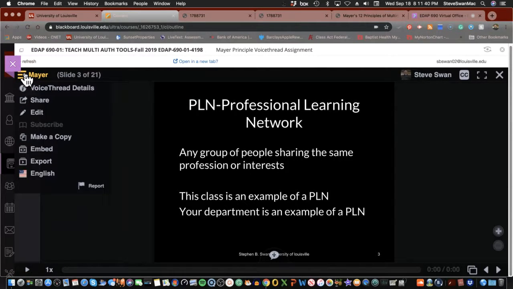You come over here and you click on that, and then you come down here where it says export. One of the things that I love about it is that it will do an embed. In other words, you can actually pick it up and drop it somewhere. So if you had, for example, a Google Sites that is connected to your Google Classroom, you could create a VoiceThread and put it in there, and people can see it.